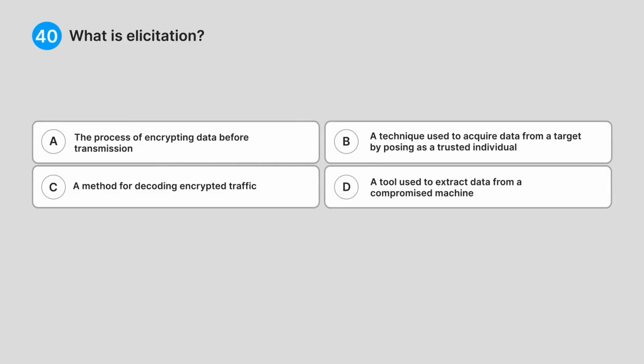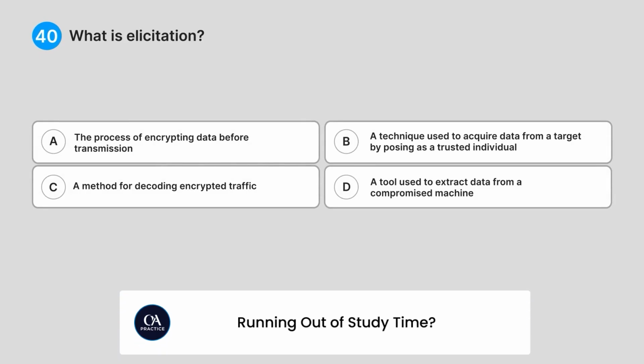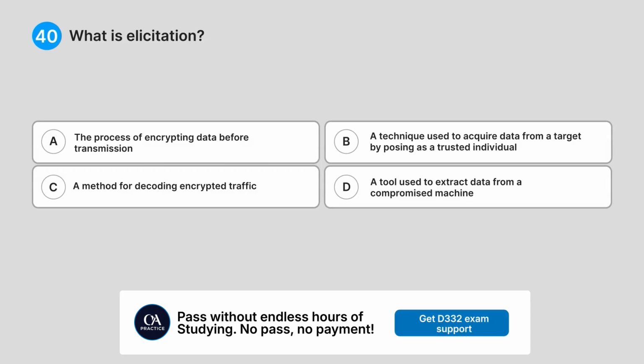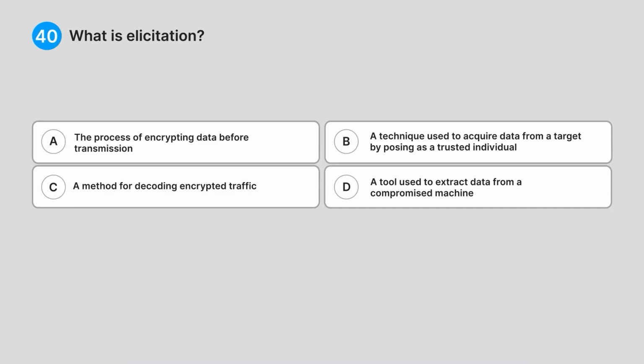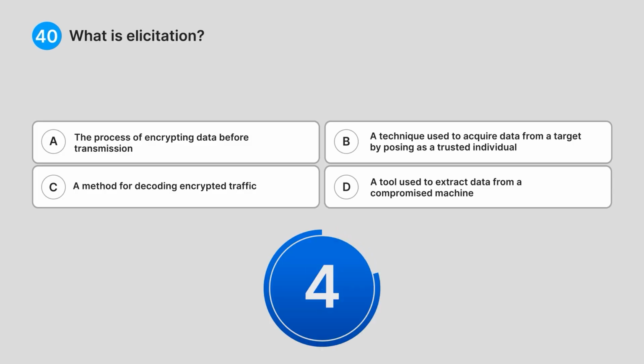40. What is elicitation? A. The process of encrypting data before transmission. B. A technique used to acquire data from a target by posing as a trusted individual. C. A method for decoding encrypted traffic. D. A tool used to extract data from a compromised machine. Do you know the answer?